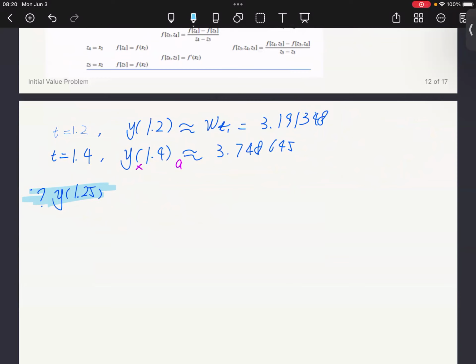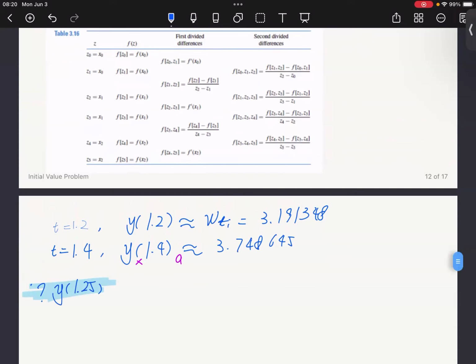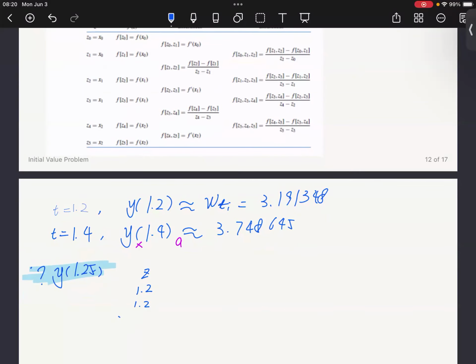And let's calculate the table first. So let's just follow this table and then create the columns here. And for the Z here, once again, I would like to remind you of the Hermite interpolations. We have to duplicate the point here. So for the Z here, we have the first one, 1.2, and then the second row we also have 1.2. And for the third row, we have the component 1.4, and we duplicate it, and then we have the 1.4 here.